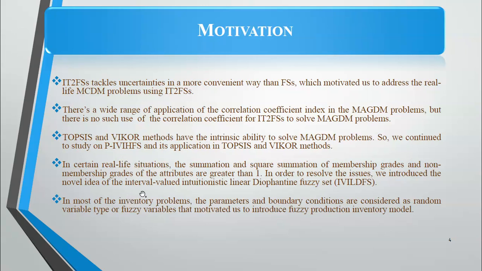In certain real-life situations, the sum and square sum of the membership grade and non-membership grade of the attributes are greater than 1. In order to resolve this issue, we introduce the novel idea of interval-valued intuitionistic linear Diophantine fuzzy sets. In most inventory problems, the parameters and boundary conditions are considered as random variables or fuzzy variables. That motivated us to introduce a fuzzy production inventory model.